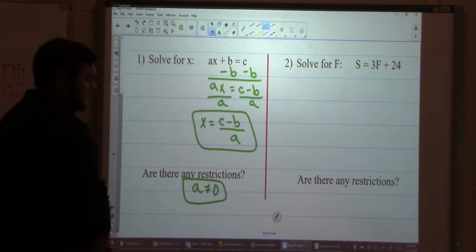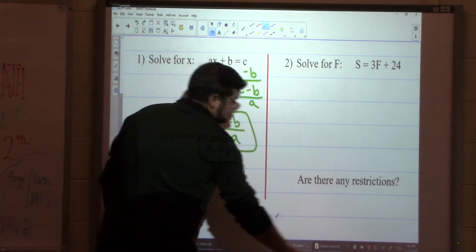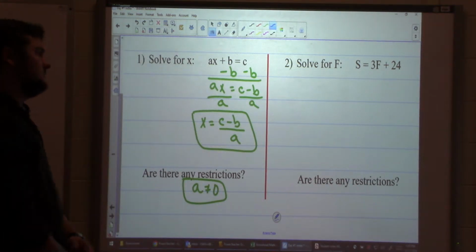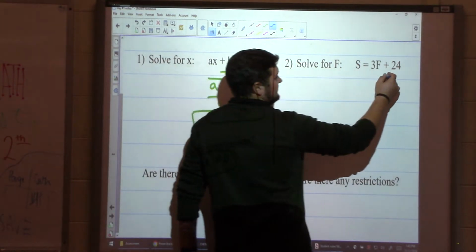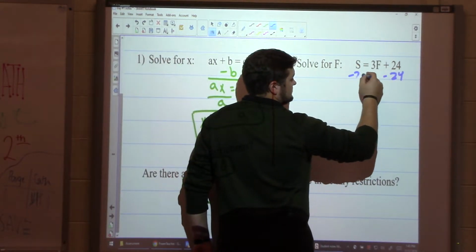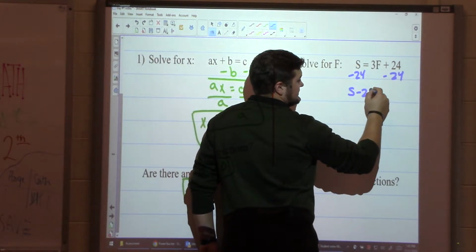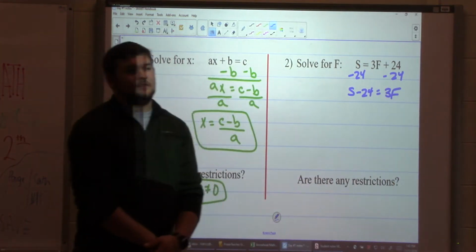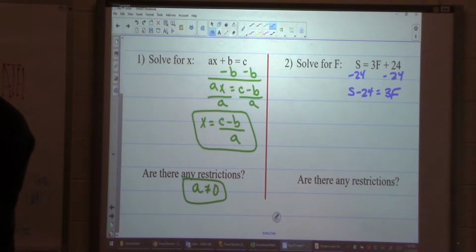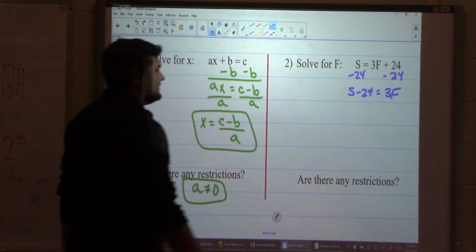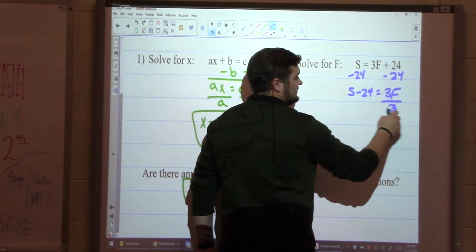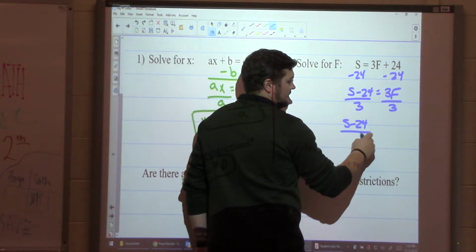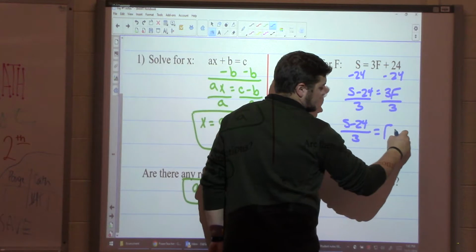Cool. Alright. Okay. Second one, solve for f. s equals 3f plus 24. Well, how would I solve for f? Subtract 24 to start. s minus 24 equals 3f. Okay. Divide by 3. s minus 24 over 3 equals f.